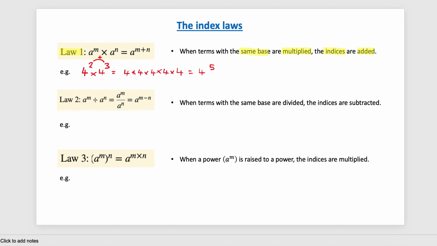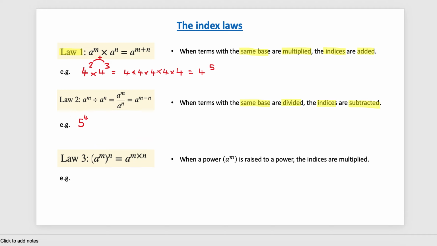Law 2 states that when terms with the same base are divided, then the indices need to be subtracted. So for example here, we've got a to the power of m divided by a to the power of n, which we can write as a fraction as well. All we need to do is subtract the powers. I'll give you an example here.